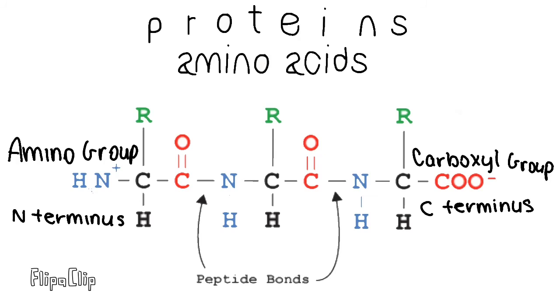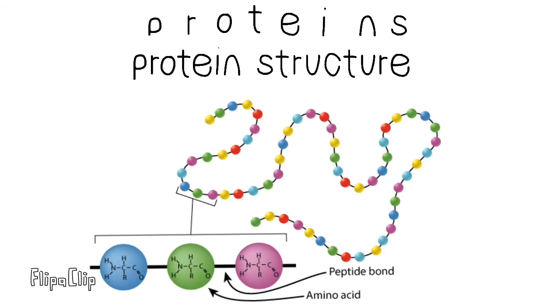The primary structure of a protein is the sequence of amino acids that make up a polypeptide chain. 20 different amino acids are found in proteins. The exact order of the amino acids in a specific protein is the primary sequence of that protein.